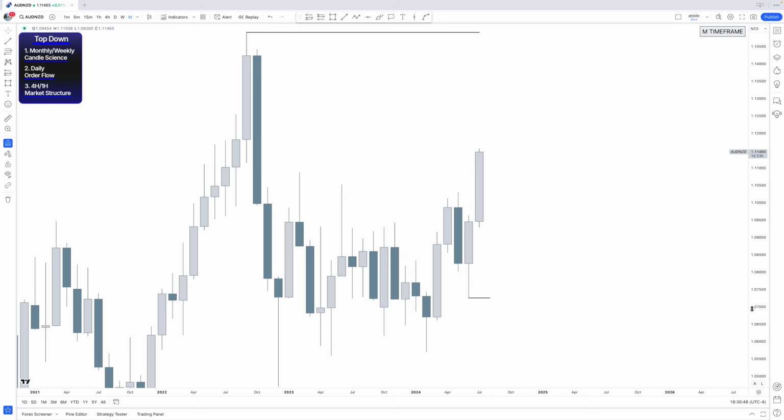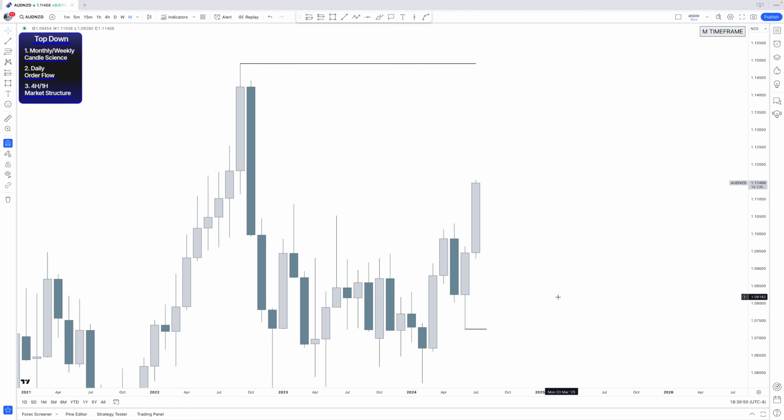Then which swing point on the monthly time frame are we more likely to move into based on candle science on the monthly time frame? Well, I believe this swing high right there. Why? Because we have a very aggressive bullish up candle, a bullish disrespect candle right there based on candle science. Okay, monthly checked off.